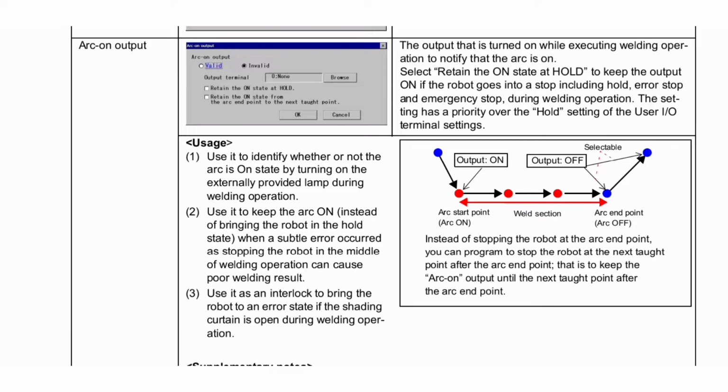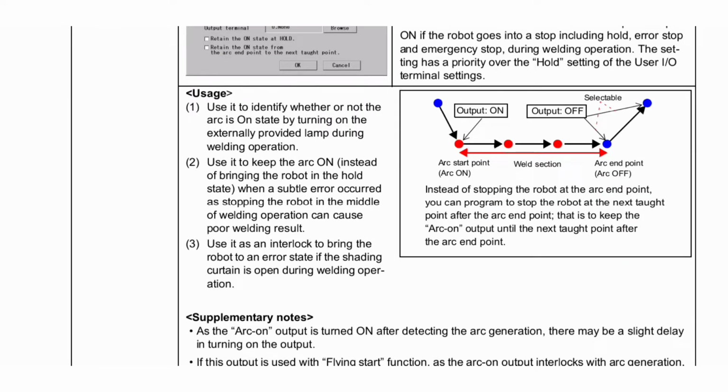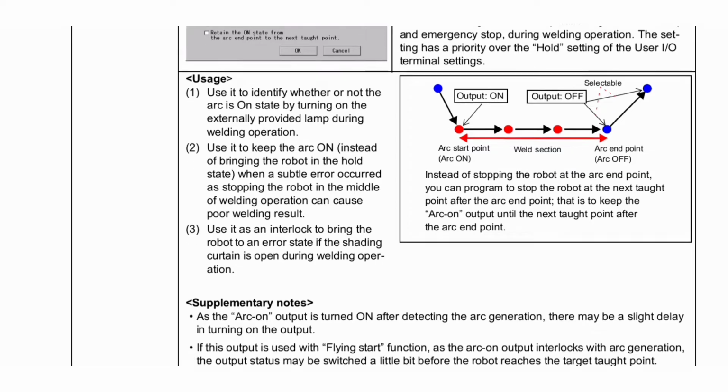Third, use it as an interlock to bring the robot to an error state if the shading curtain is opened during welding operation. Here you can see output on, output off, arc start point, arc on, weld section, arc endpoint, arc off. Instead of stopping the robot at the arc endpoint, you can program to stop the robot at the next dot point after the arc endpoint. That is to keep the arc on output until the next dot point after the arc endpoint.